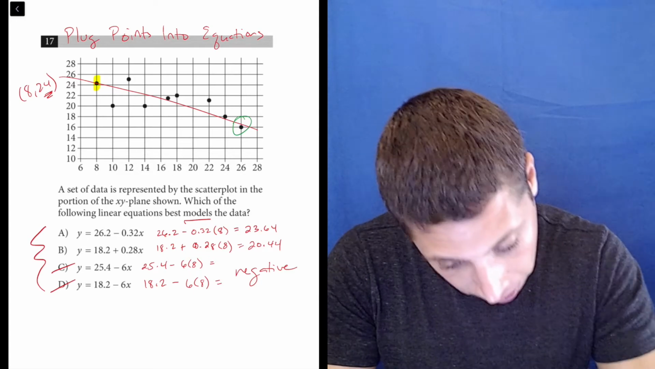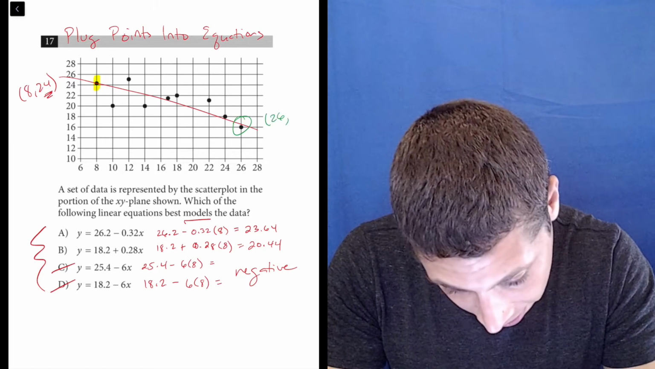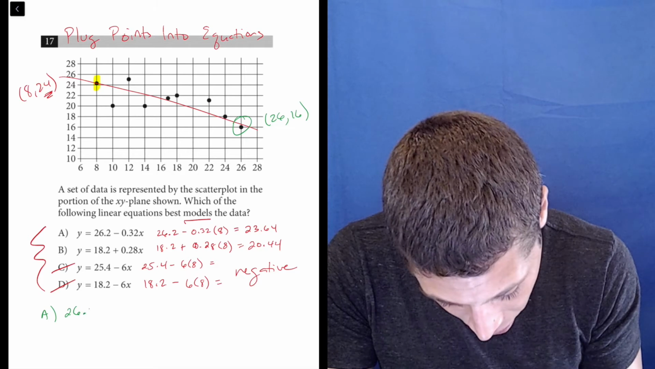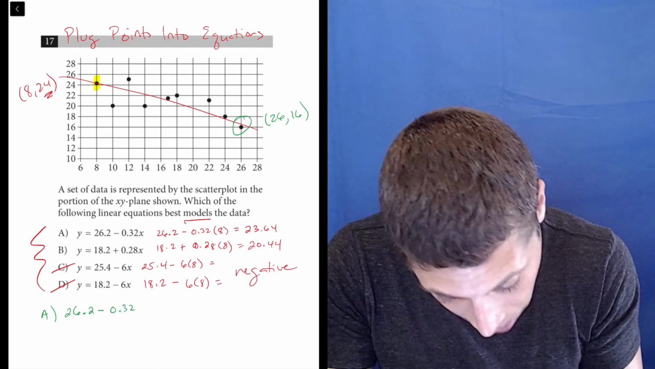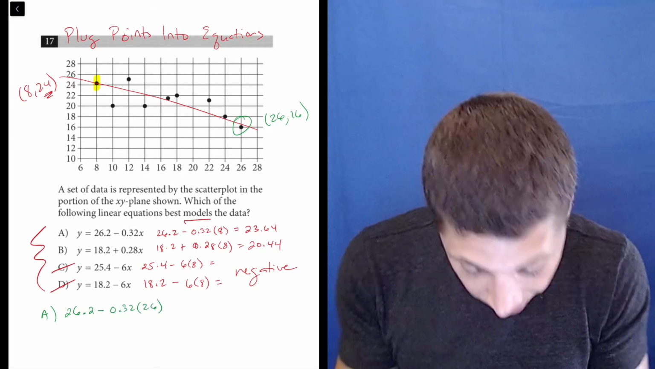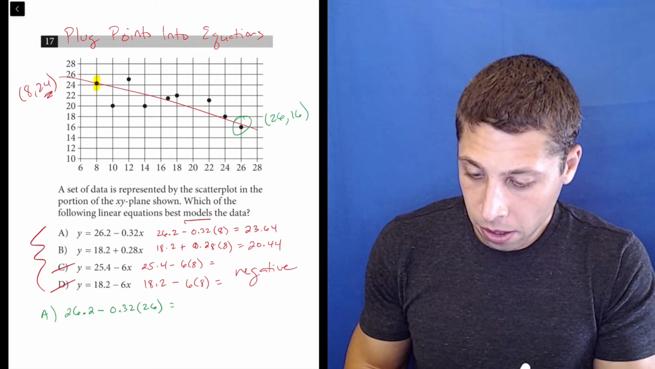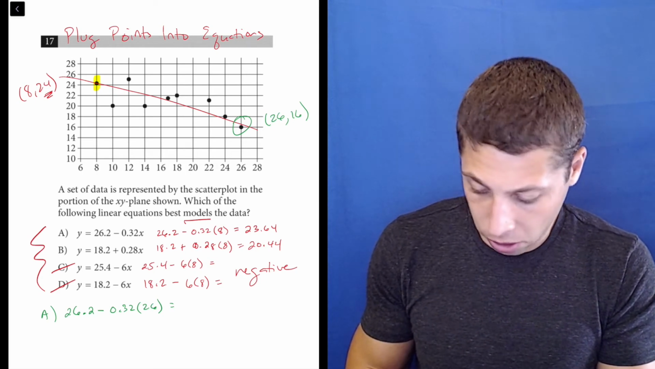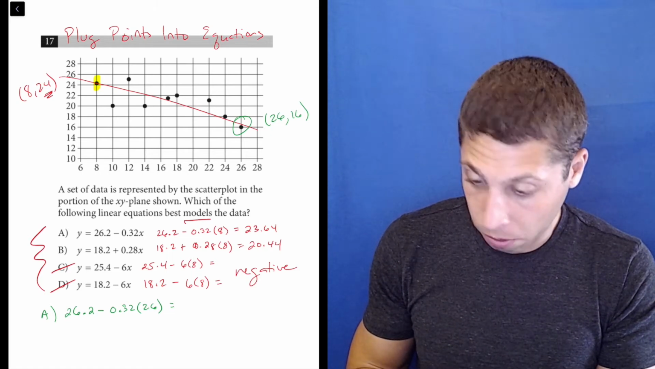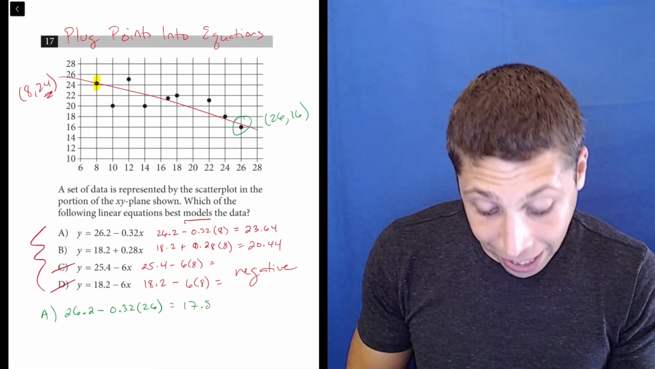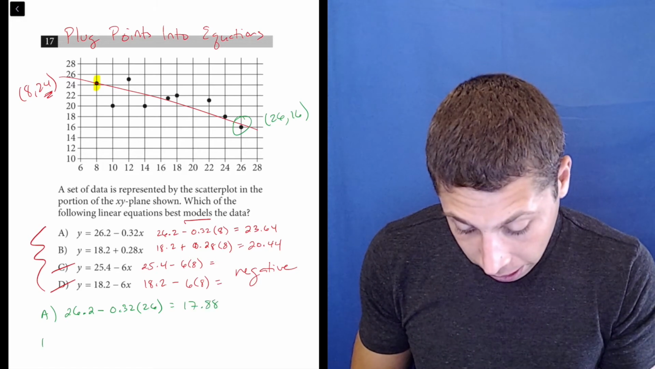Let's do this point. This is 26, 16. So choice A would be 26.2 minus 0.32 times 26. So 26.2 minus 0.32 times 26 is 17.88. So again, not perfect, but pretty close.